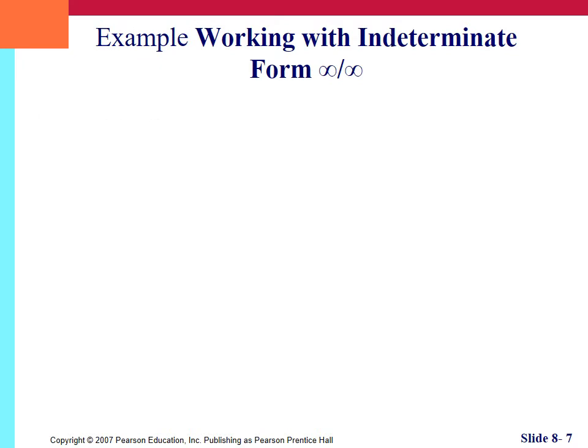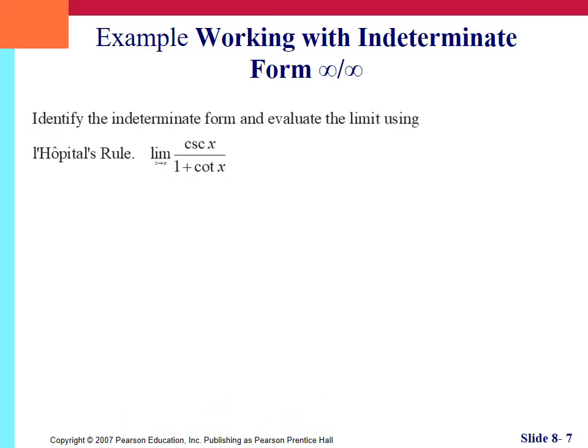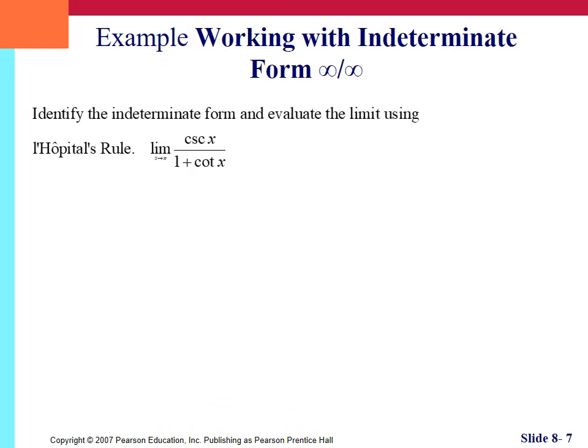Example 3. This time let us see the indeterminate form infinity over infinity. Identify the indeterminate form and evaluate the limit using L'Hopital's rule for the limit of cosec x divided by 1 plus cot x as x approaches pi.